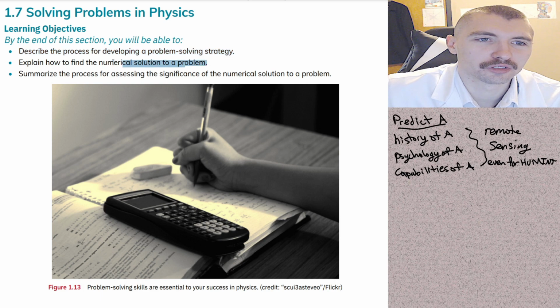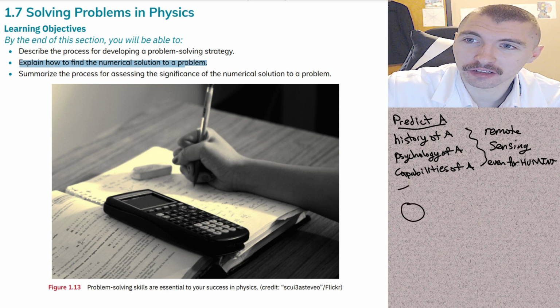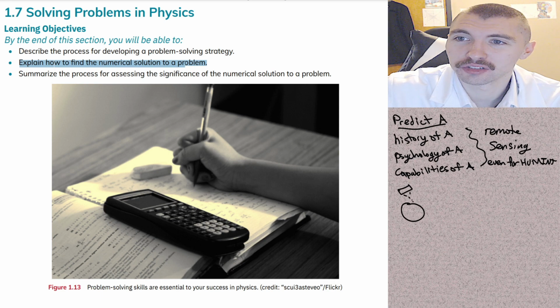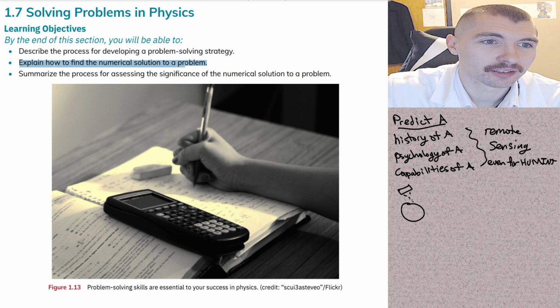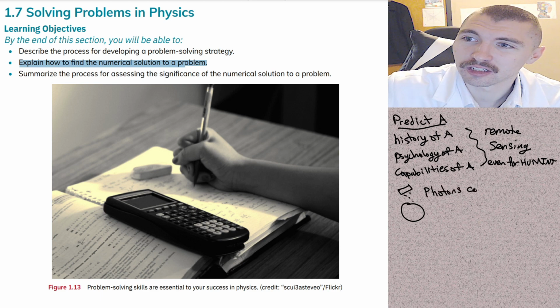Explain how to find the numerical solution to a problem. So, numerical solution to a problem. If I have a satellite, say this is Earth, and I have a satellite, and I'm doing something in this medium to collect information. I need to know, let's say the numerical solution might be how many photons collected per second with measurement tools. So how many photons?